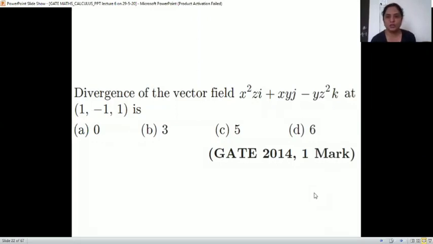Waiting for your answer. Please tell me answer. Option C. Okay, it is 5. Prajakta is saying 5. Anyone else? Option C. Okay.